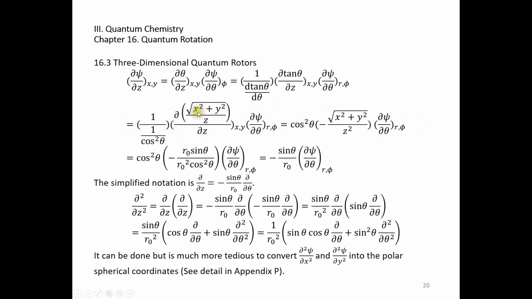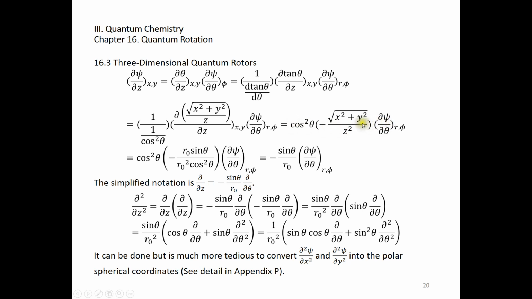This part, we're going to hold the square root of x squared plus y squared constant, because x and y are held constant, so it's here. We just need to get the first derivative of 1 over z. It's negative 1 over z squared, and we have all this.